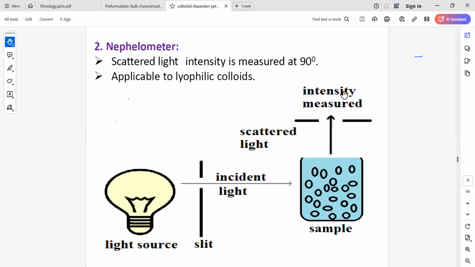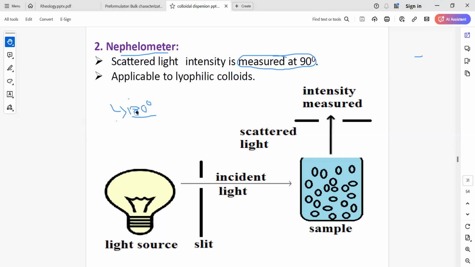Then for the measurement of turbidity, we use two methods, that is nephelometry and turbidometry. In case of nephelometry, we measure the light intensity at 90 degrees. And in case of turbidometry, we measure light intensity at 180 degrees. So this is the difference between the two.